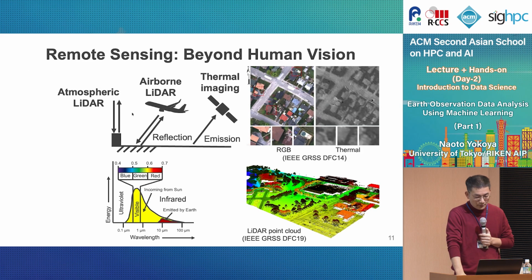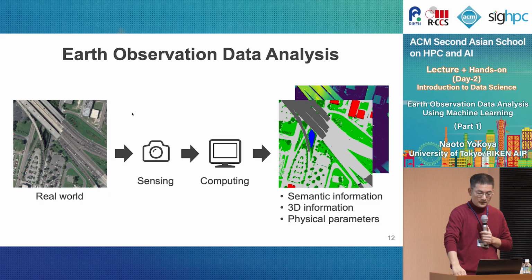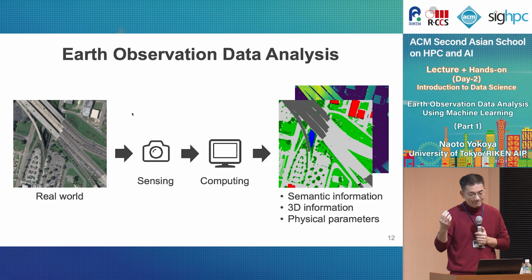And many others, like thermal or LiDAR. LiDAR is using light to measure the distance. So there is also a spaceborne LiDAR mission to measure the height of the tree crown and try to derive the biomass, for example, or carbon stock. So there are so many sensors beyond our vision, and data analysis usually tries to process such data to understand some semantic information or three-dimensional information or to derive physical parameters.